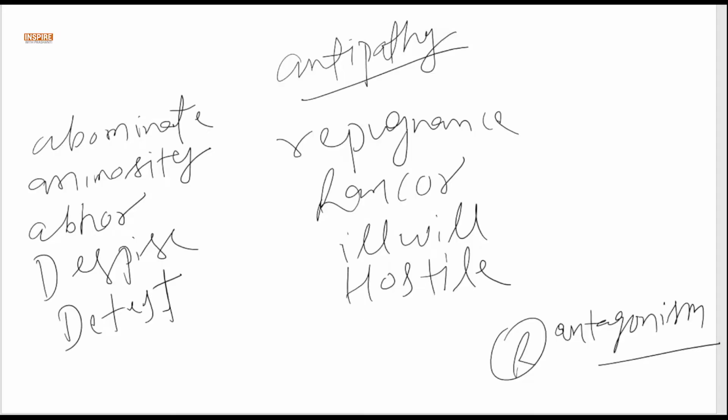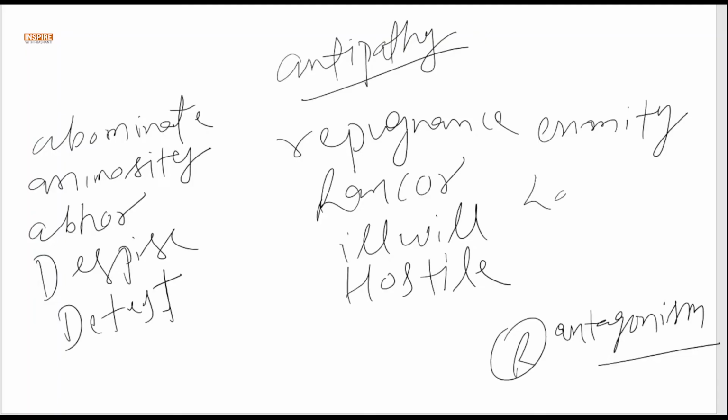Detestation, then you have the word repugnant, repugnance. When you hate something, you are repugnant to it. Rancorous or rancor: ill will, hostility. Of course, amity is friendship, so enmity. What a lovely word, enmity. So when you have an enmity for something, you hate that thing, right?